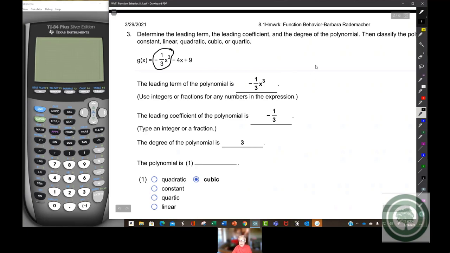So the degree of the polynomial, the degree is odd, and the leading coefficient is negative.